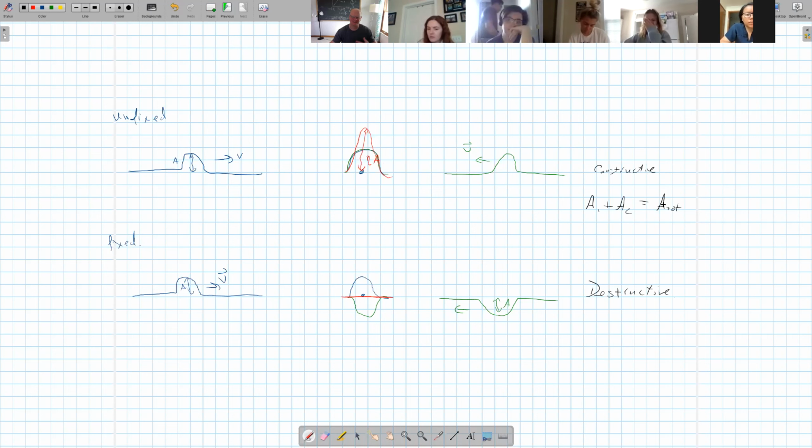So just in case they don't have exactly the same amplitude, then in this case, they would just sum together with the total amplitude. And then here we would get, say, A1 minus A2 is then equal to the total amplitude. So here the total amplitude would then just be the difference between the two amplitudes, if they don't have exactly the same amplitude coming in.